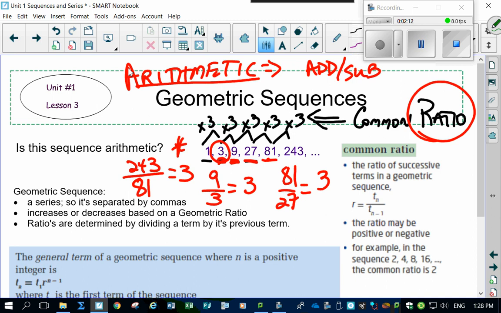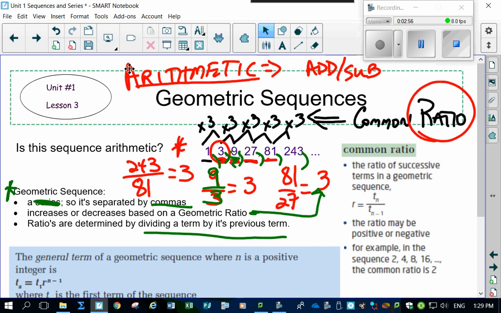So now let's talk about what a geometric sequence actually is. Geometric sequence. It's a sequence. I wrote it down as a series here, but it's actually a sequence, so it's separated by commas. You can see the comma here, comma there, comma everywhere. It increases or decreases based on a common geometric ratio. Aha. And ratios are determined by dividing the term by its previous term. You take the 9 divided by its previous term, which would be 3. All the stuff that we talked about already.